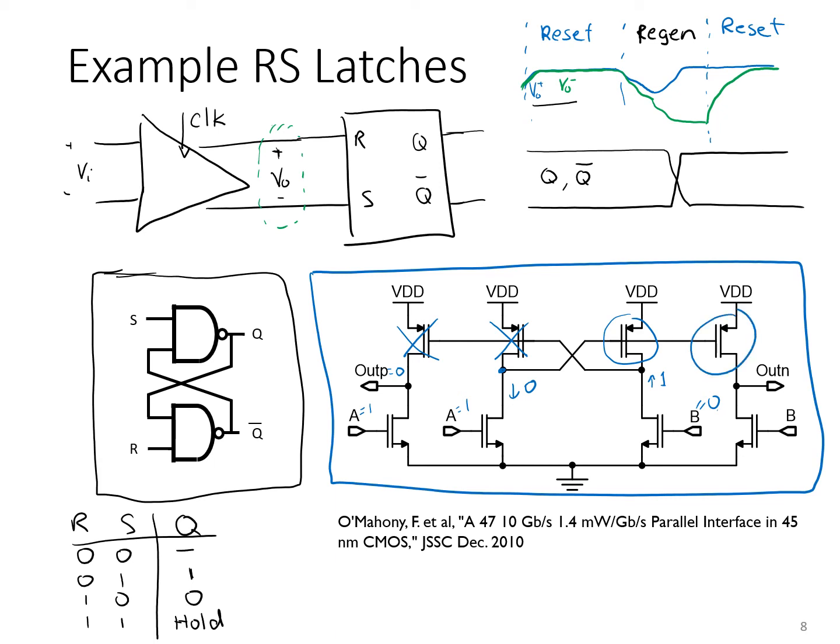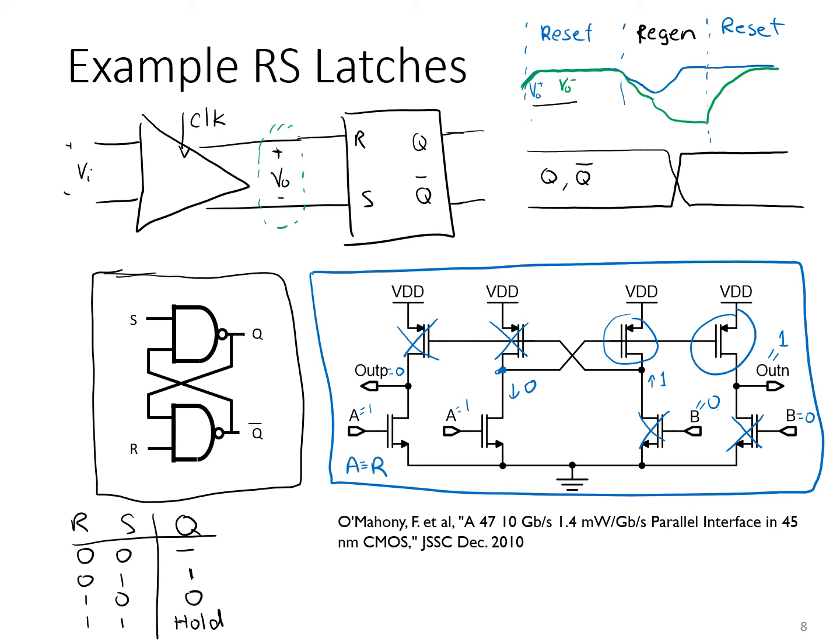This transistor is also on because, again, the node here is pulled down to ground. And again, B is 0. So these two transistors here are off. As a result, out N gets pulled up to 1. So when A goes high, out P goes down to 0. Clearly, A is the reset input.